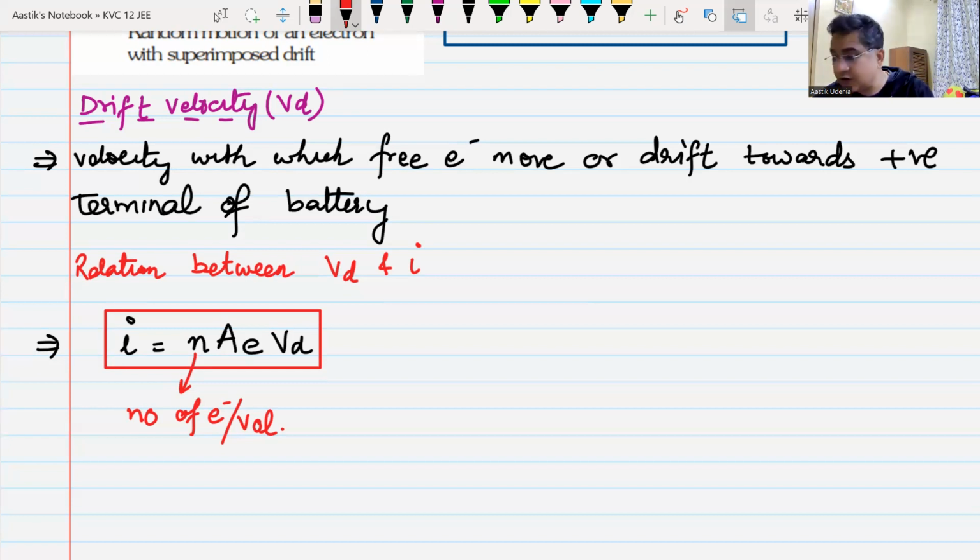Now, you can also see on what all factors this drift velocity depends. Now, we had seen this drift velocity can be written as e by m into tau. Yes or no? I'm just talking about the magnitude. Do we understand this?